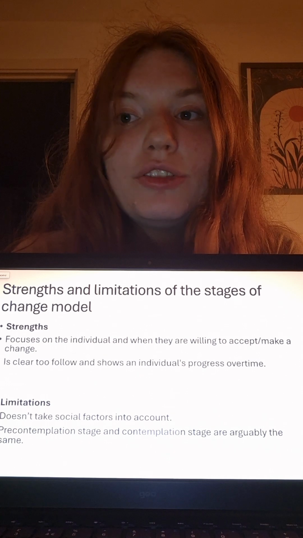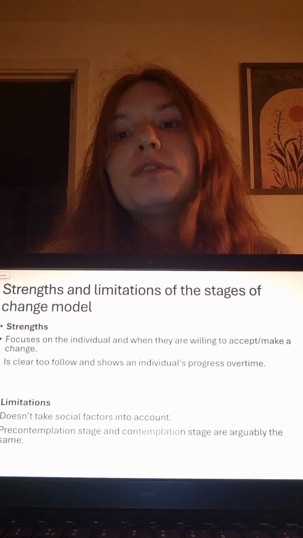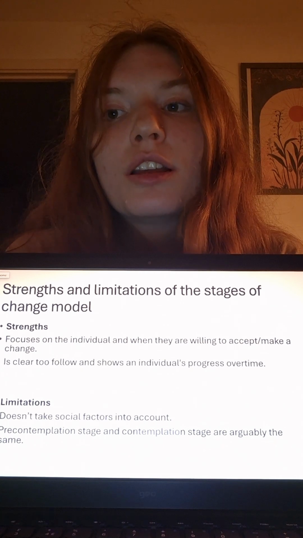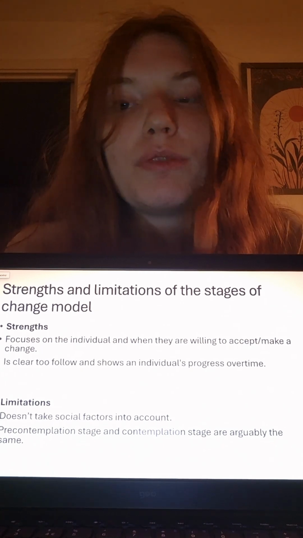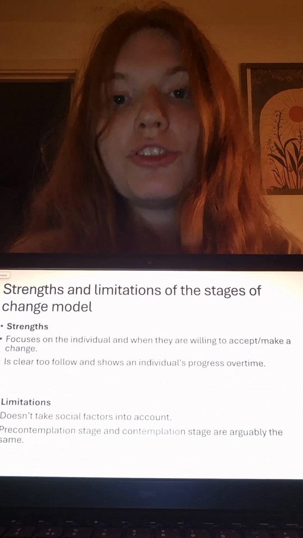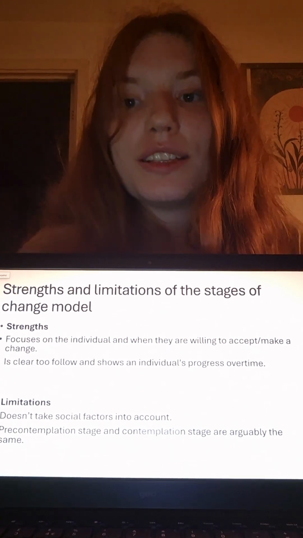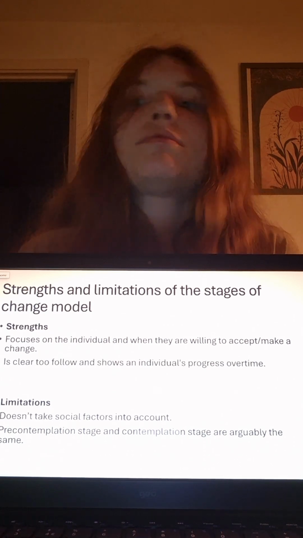Strengths and limitations of the stages of change model. The strengths. The stages of change model focuses on an individual and when they are willing to accept to make a change. It is clear to follow and shows an individual's progress over time.